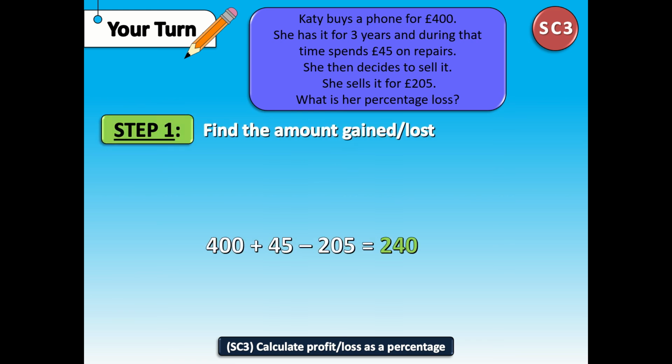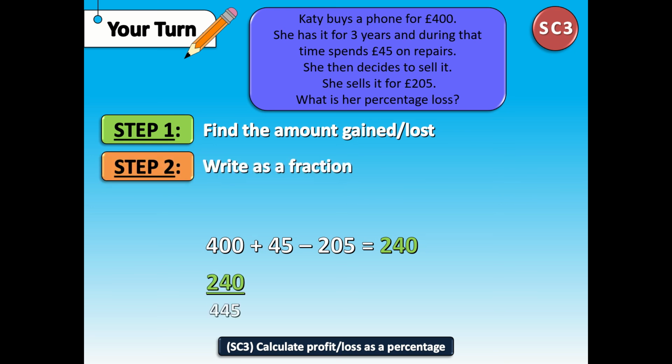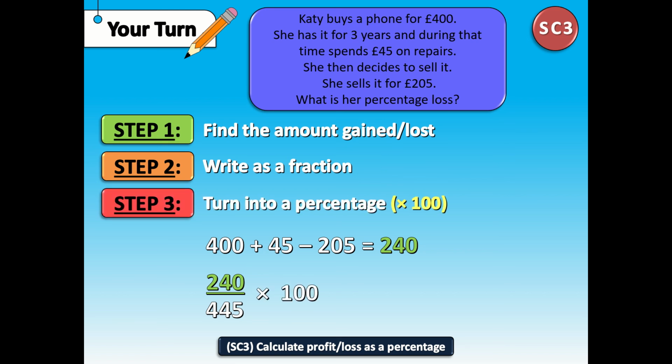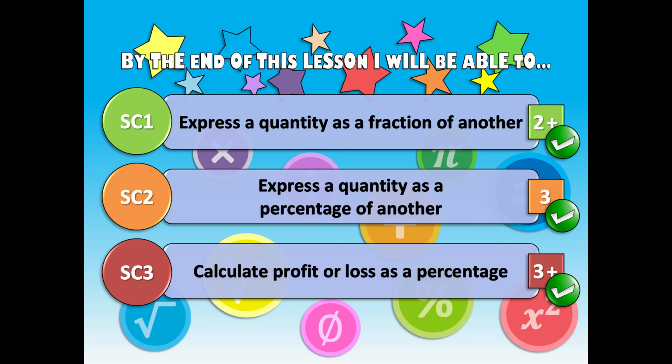So she spent £445 in total, but she made £205 because that's what she sold it for. So altogether she lost £240. So we write that as a fraction over how much she spent on it in total, and then we times it by 100 to turn it into a percentage. So our answer is 53.9%. And now we've completed success criteria 3.